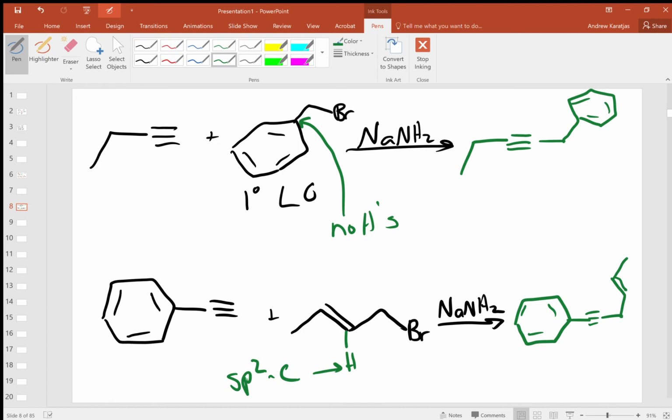But otherwise, the alkyne alkylation is one of our first reactions that actually allows us to form new carbon-carbon bonds. And as we're going to learn about later on in synthesis, the formation of carbon-carbon bonds is what allows us to put molecules together.